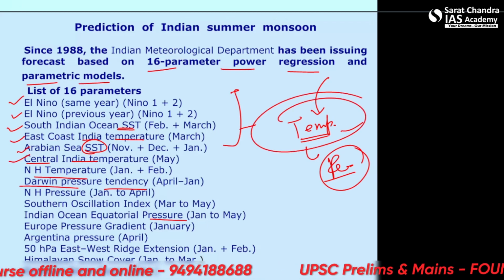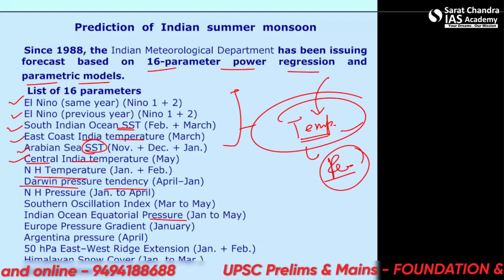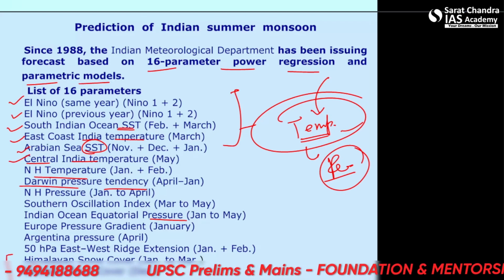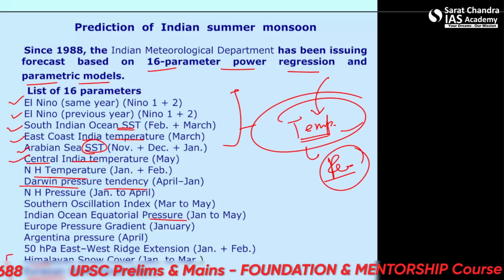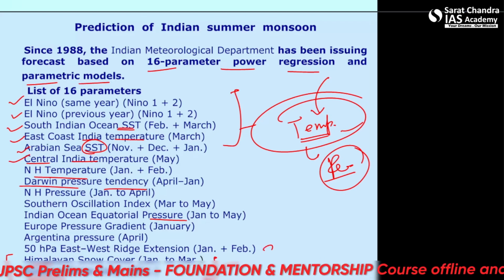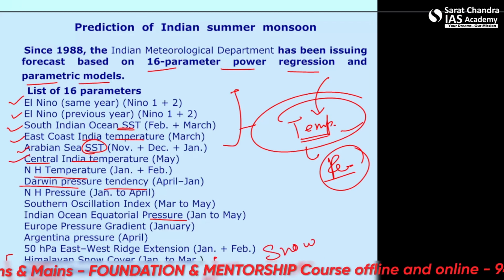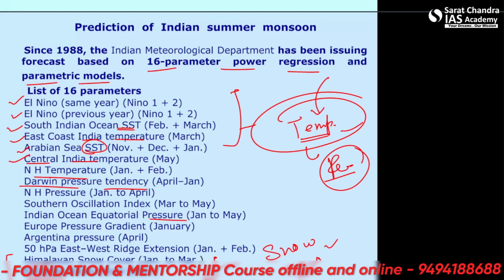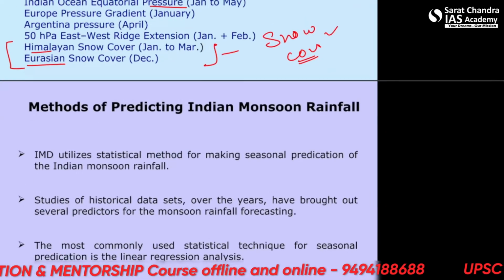Alright. These two are related to the climate change, let's say Eurasian snow cover and Himalayan snow cover. So the more the temperature there will be, the lesser the snow cover will be. And it will affect the wind positions and wind directions.